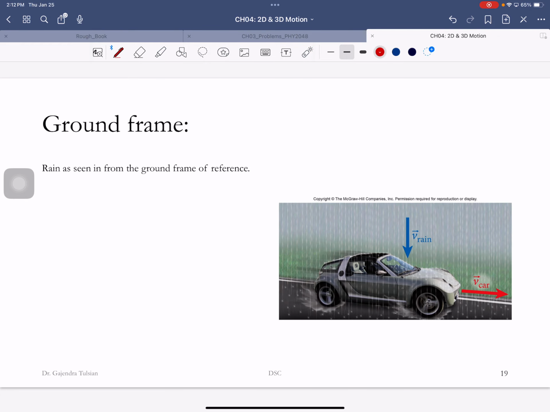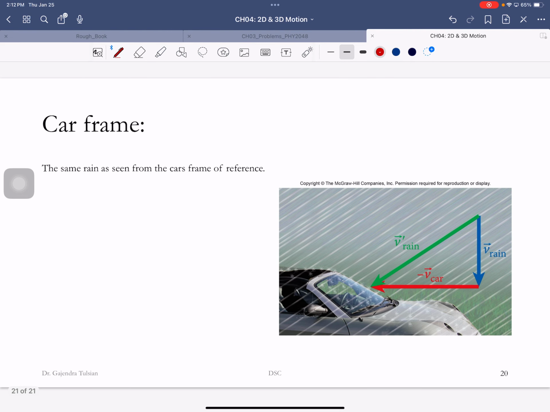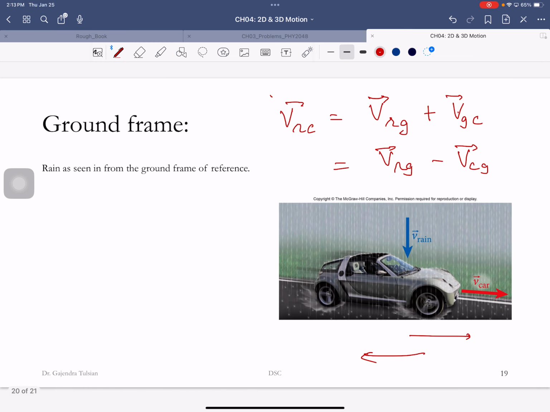Velocity of rain with respect to the car is equal to velocity of the rain with respect to ground, which is straight down, plus velocity of ground with respect to the car. What is the velocity of the ground with respect to the car? When the car is moving in this direction, velocity of the ground is in that direction. So this would be velocity of rain with respect to ground minus velocity of car with respect to the ground. That's the direction of the rain. We will be using that formula, and you'll see a couple of problems.